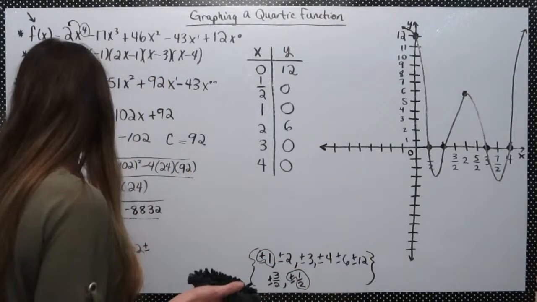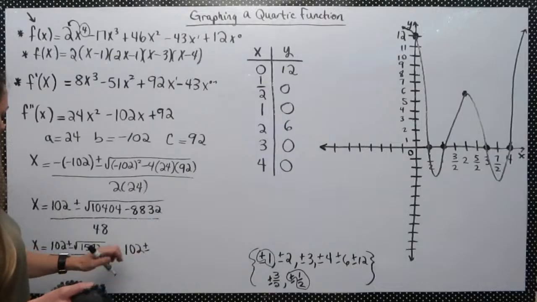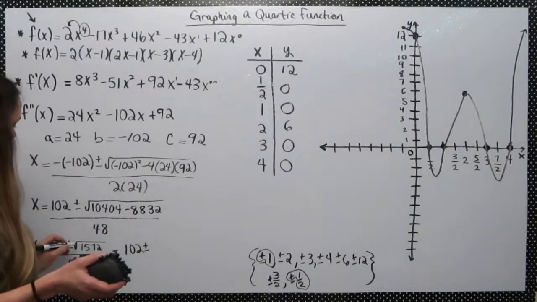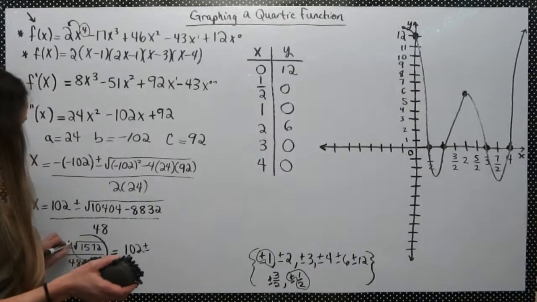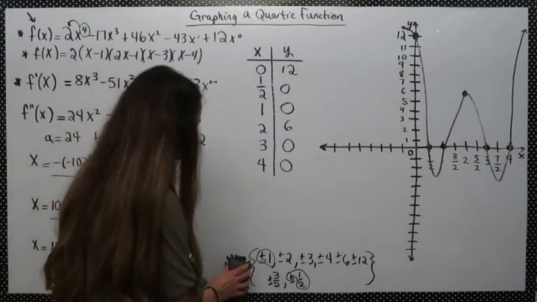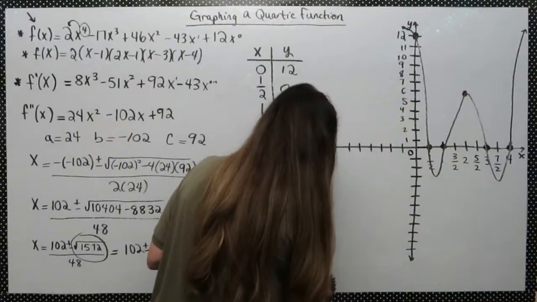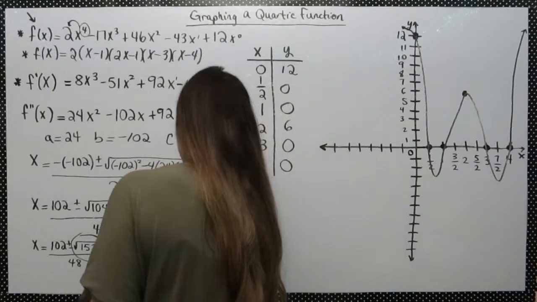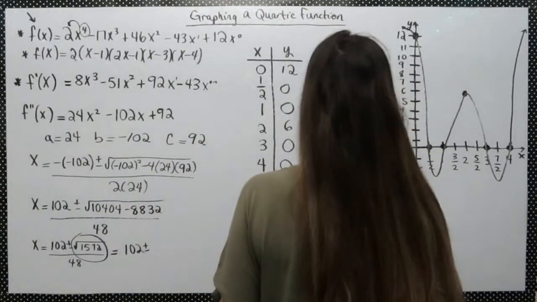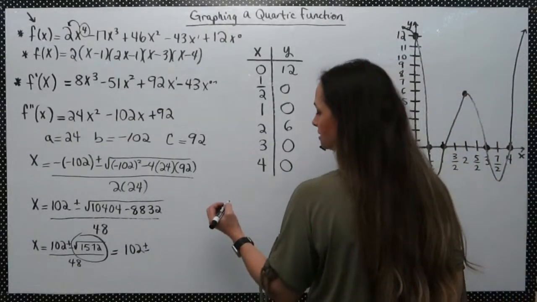Okay. All right. So 102 plus or minus, I have to break down this 1572 and this, the lost art of reducing radicals and simplifying radicals. And so this is a big deal. I'm going to go ahead and do it right down here.